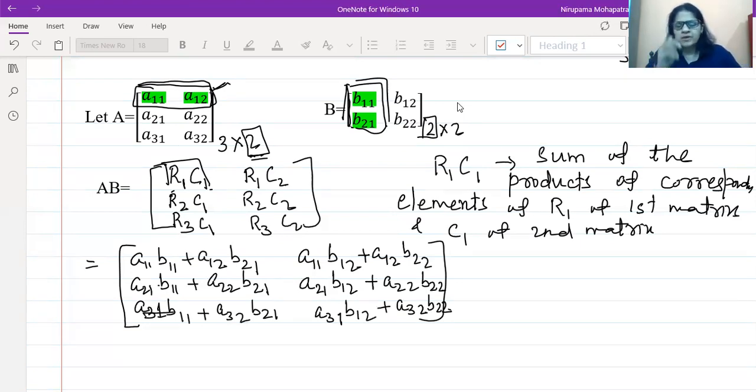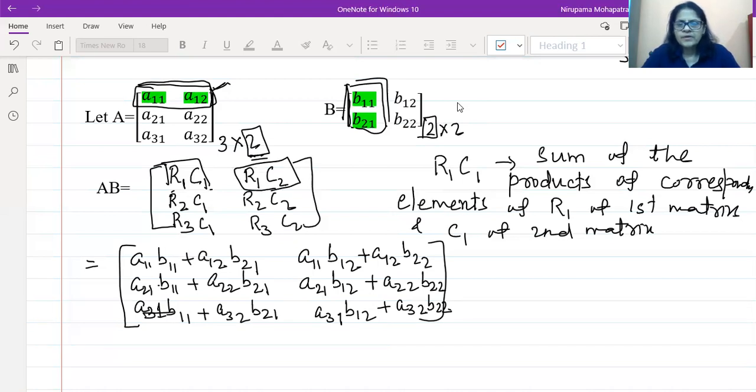Okay, so I will be showing one Excel document which I have prepared just to visualize how the multiplication of two matrices happens before we go to the questions or properties. So is it clear? Whenever we write R1 C1, it means the sum of the products of corresponding elements of R1 of the first matrix and C1 of the second matrix. Similarly, other entries we can find out.